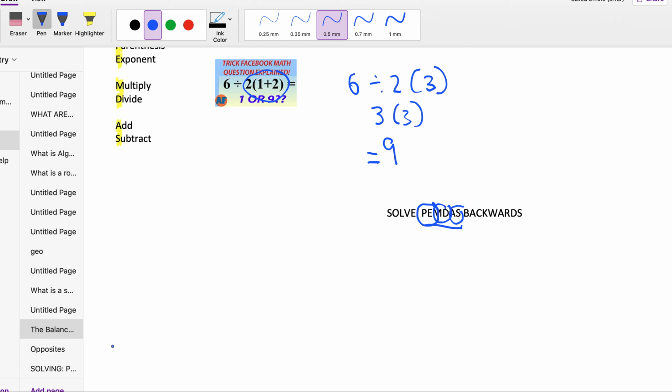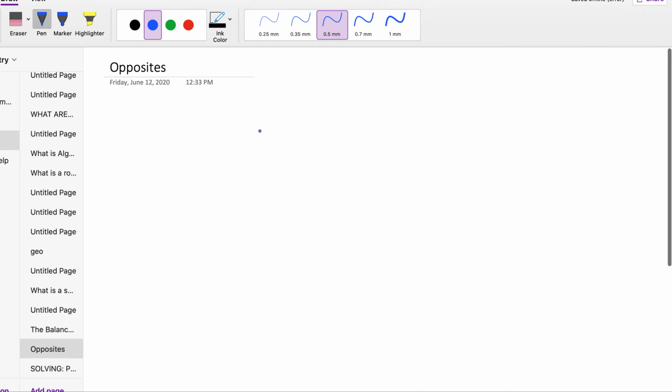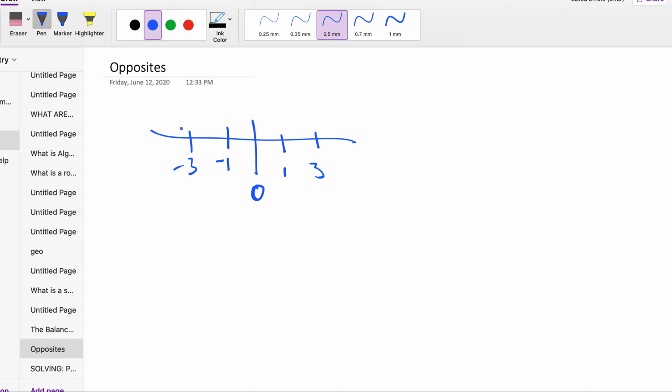Another thing to keep in mind are some opposites, things that you may know and sort of take for granted. If we think of a number line as a scale, where 0 is the balance, when we have a positive number like 1, when we add it to the negative 1, it creates a balance, and 1 plus negative 1 gives you 0. So the opposites of things create a balance in mathematics.